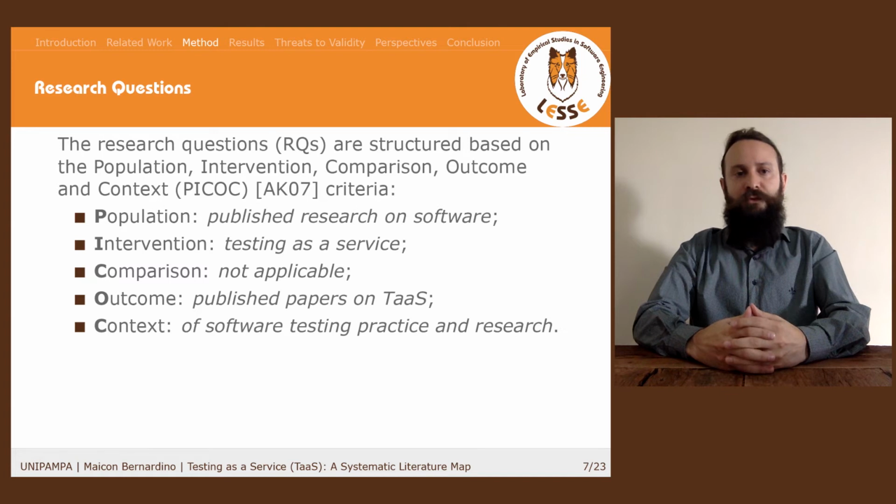Research questions. The research questions are structured based on the PICO criteria: population, published research on software; intervention, testing as a service; comparison, not applicable; outcome, published papers on TaaS; context of software testing practice and research.